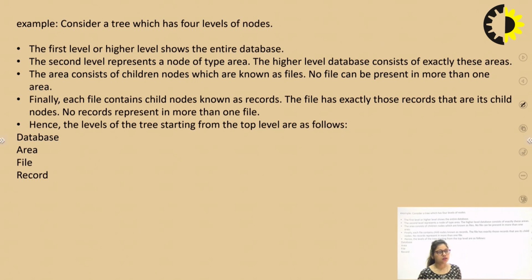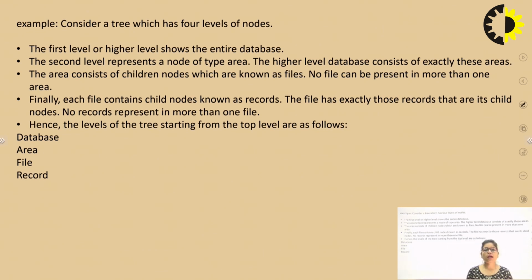Suppose, consider an example. The first level, or higher level, shows the entire database. The second level represents nodes of type area. The higher level database consists of exactly 3 areas. The area consists of children nodes, which are known as files. No file can be represented in more than one area. Finally, each file contains child nodes known as records.